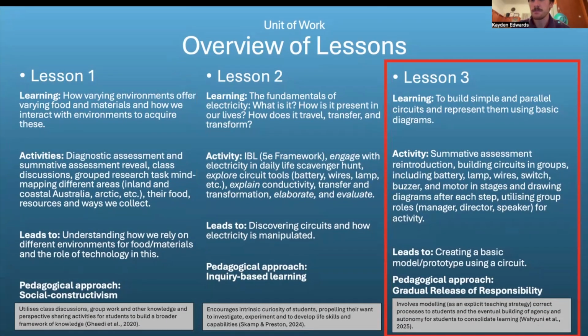Lesson three is building a simple and parallel circuit and representing them using basic diagrams. So this will introduce the summative assessment as presented in assessment two. Students will be building circuits in groups. So group work, this will be using the pedagogical approach of gradual release of responsibility, pardon me, with the reference below. Also, this will lead to creating a basic model or prototype using a circuit.